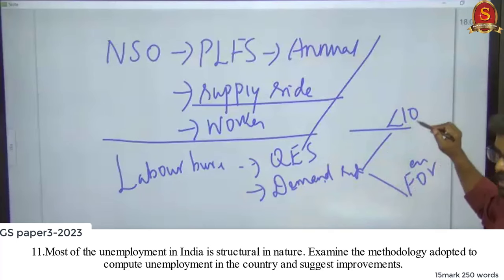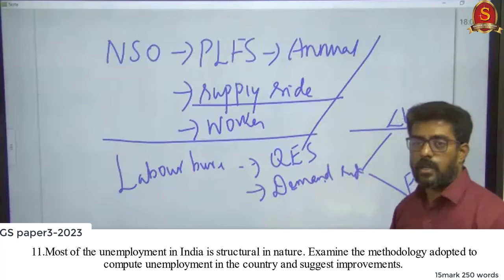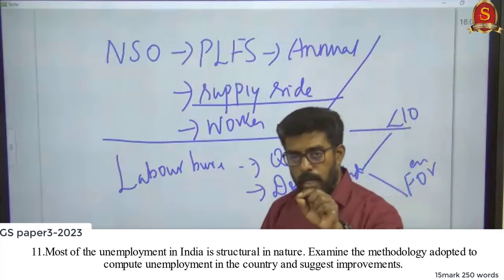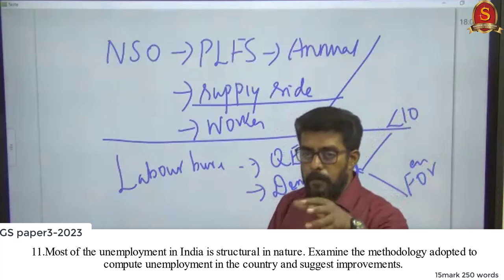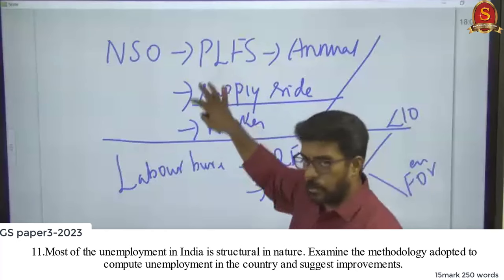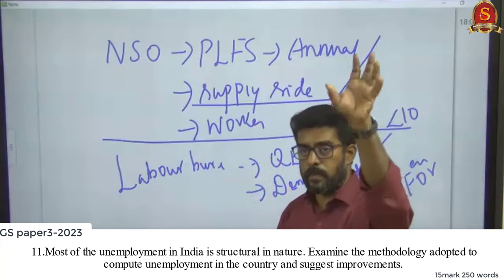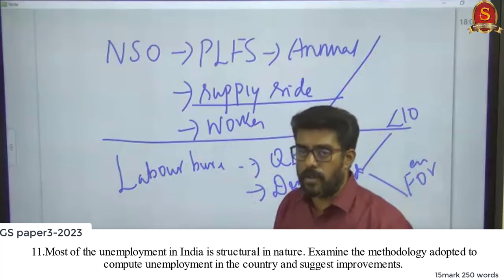Then this also covers fewer than 10. Then we combine both the data together and release it as the Quarterly Employment Survey. So the Quarterly Employment Survey gives the demand perspective of the economy regarding employment, unemployment. This gives a supply side perspective, and these two things are based on the earlier method: usual principal status, current weekly status; daily status we are not following.